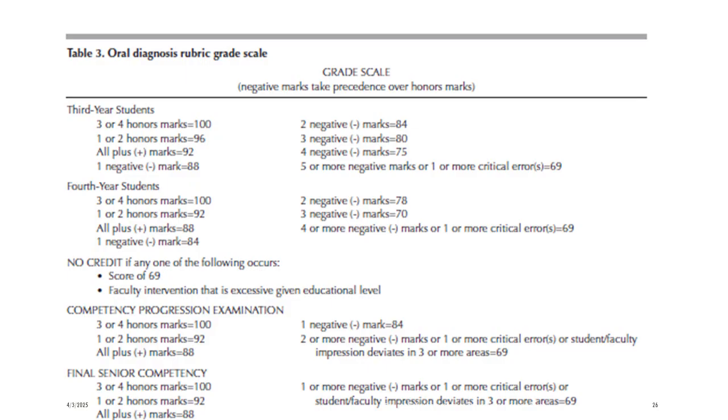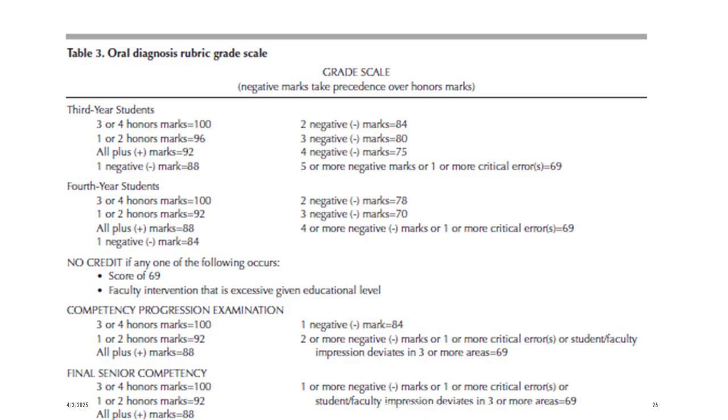For example, for the grade scale, negative marks take precedence over honors marks. The negative marks are taking dominance over the honor mark. I'm going to take the negatives, and then evaluate the student using the negatives and not the positives. For example, for the third year students, 3 or 4 honor marks equal 100.